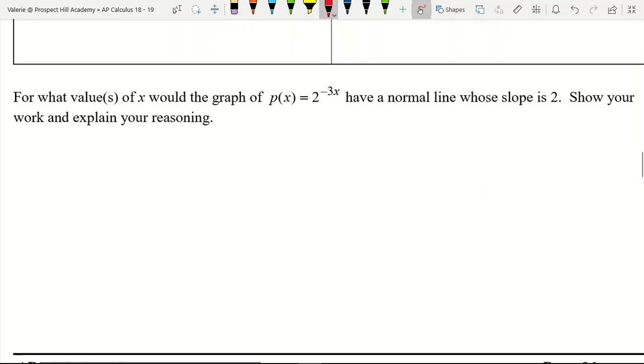All right. So for what values of x would the graph p of x equals 2 to the negative 3x have a normal line whose slope is 2? Show your work and explain your reasoning. So we're going to at least need to find p prime of x. Definitely, if we're looking at a normal line, we know that we can find the slope of the tangent. So if this is the slope of the normal, then the slope of the tangent must be its negative reciprocal, which is negative 1/2.